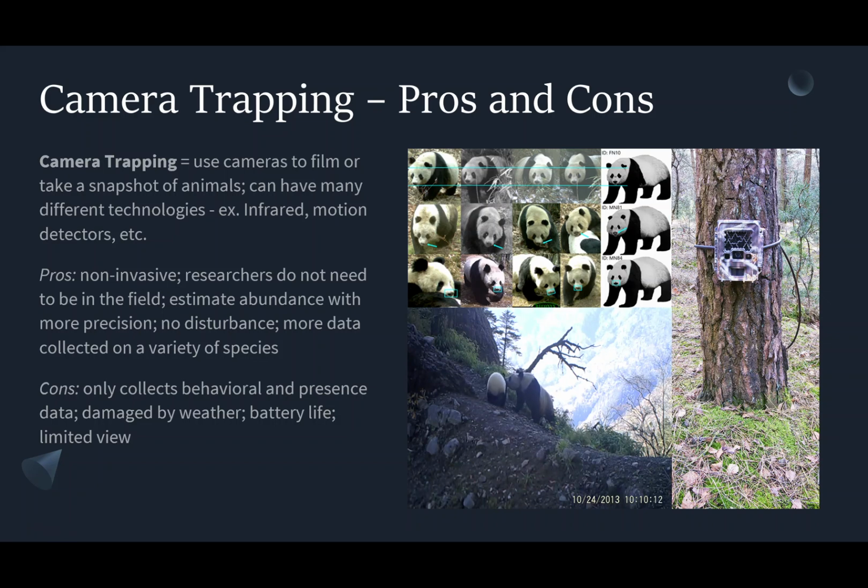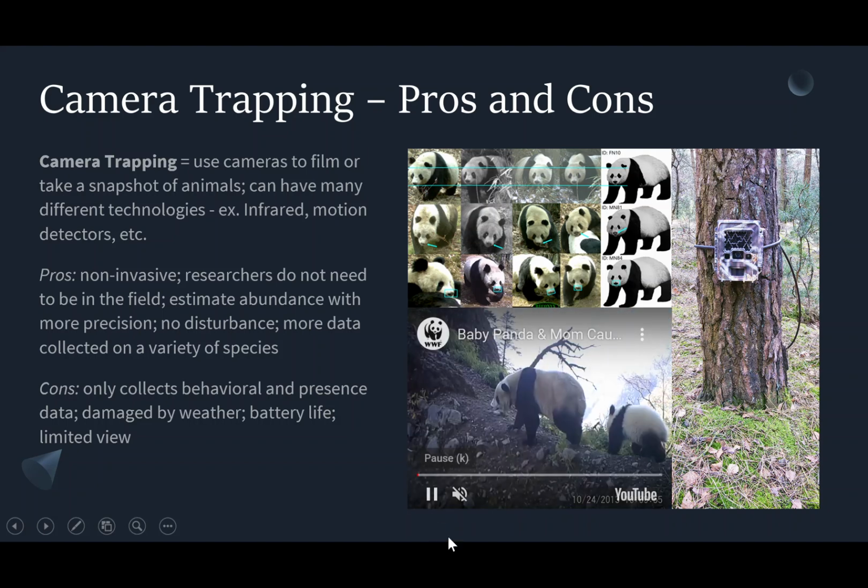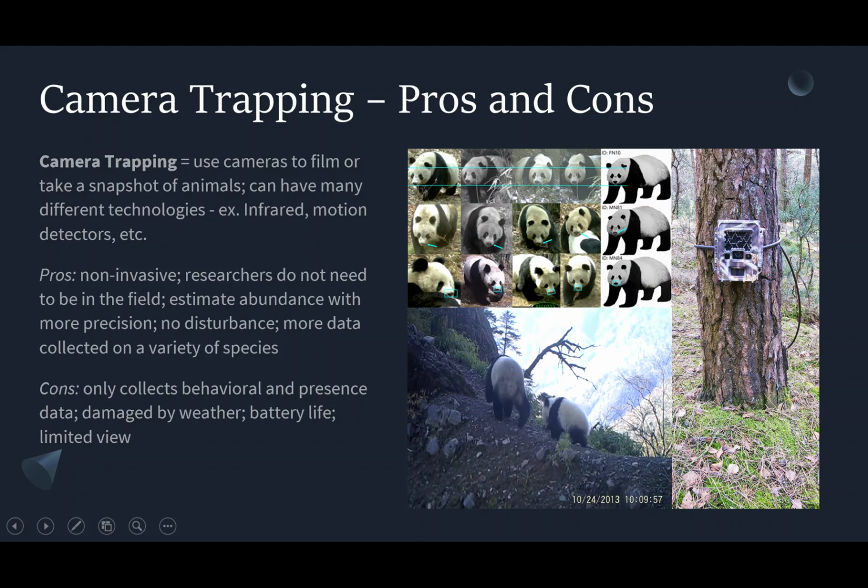Some pros include that the use of cameras is non-invasive, no researchers are needed in the field, you can estimate abundance with more precision, it does not disturb the animals, and more data can be collected on a large variety of animals. Some cons include that camera traps only collect data on behavior and presence, they can be damaged by weather, for example rain, the battery life may not last long, and using a camera gives a limited view of the area.